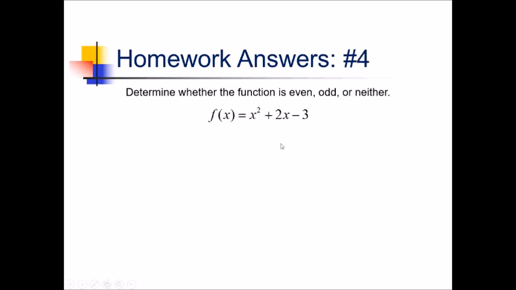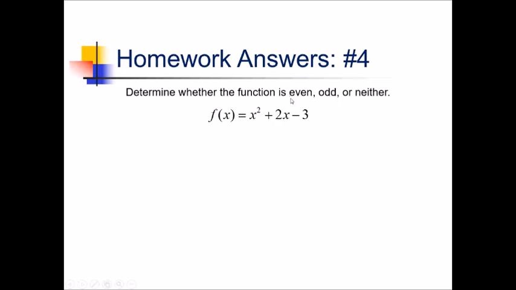For this problem, we want to figure out if this function is even, odd, or neither. So the quick way of doing this, since this is a polynomial, is just to look at the exponents, and if you have all of one type of exponent, it's that type of function. Since we have both even and odd exponents, that means this is going to end up being neither. That's just kind of the quick way of telling. But you can do the tests as well.